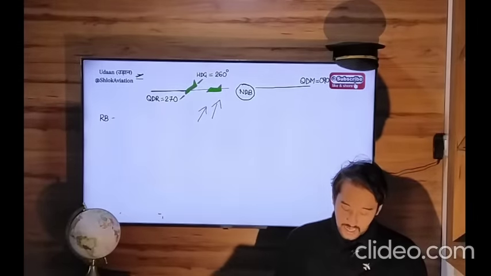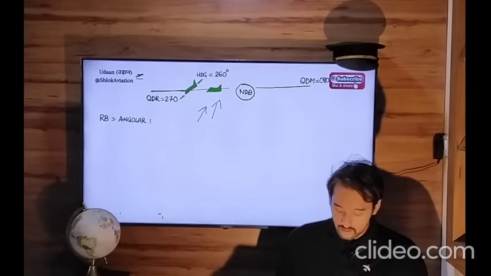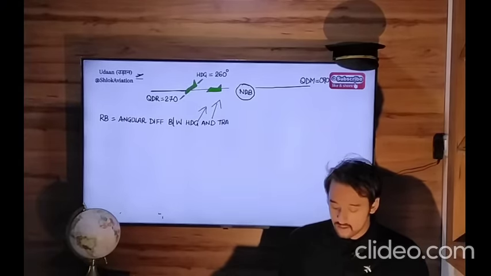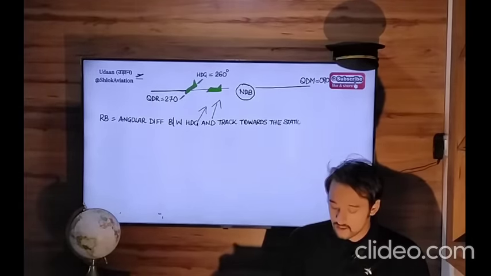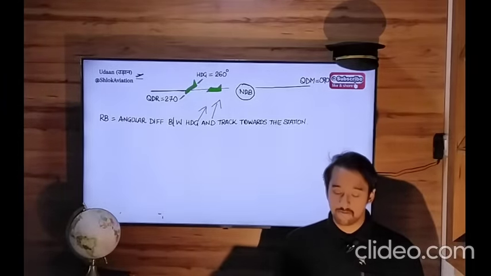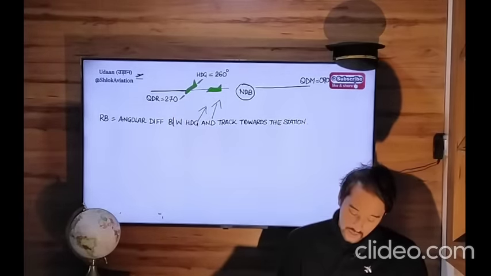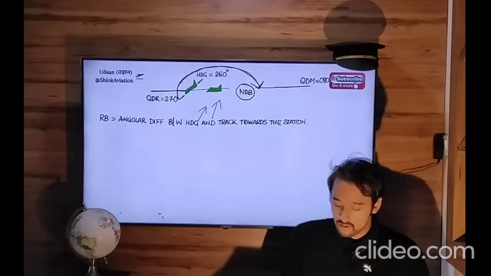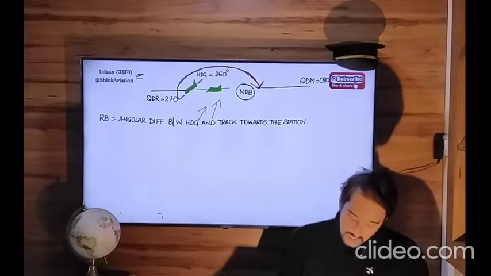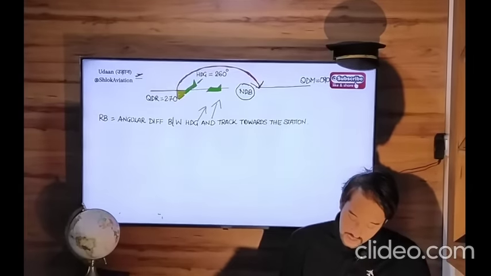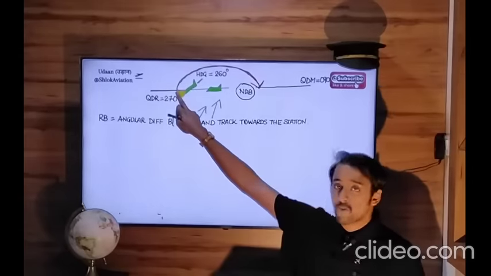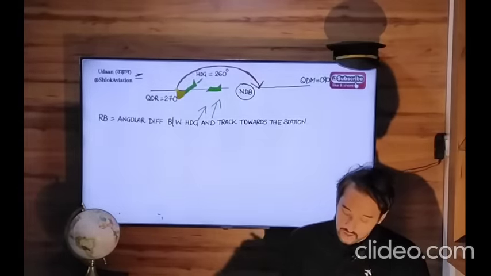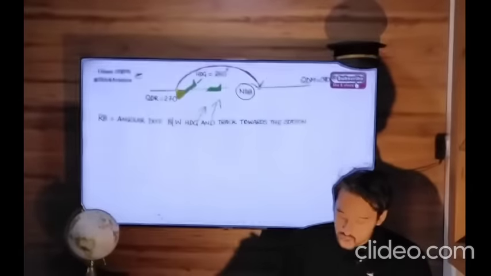Now, what is relative bearing? It is the angular difference between the aircraft heading and the track towards the station. That is the definition. Now, let's start measuring this relative bearing. This is the heading of your aircraft. Go clockwise to this point. From this point to this point, we know the angle is 180 degrees.